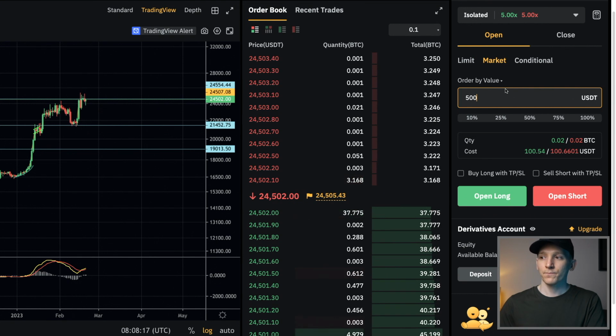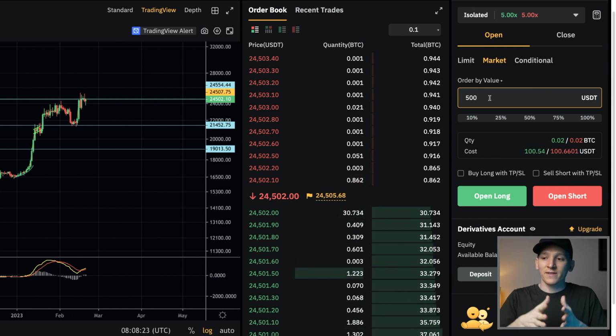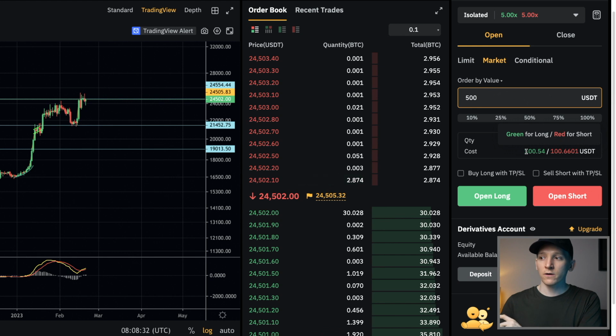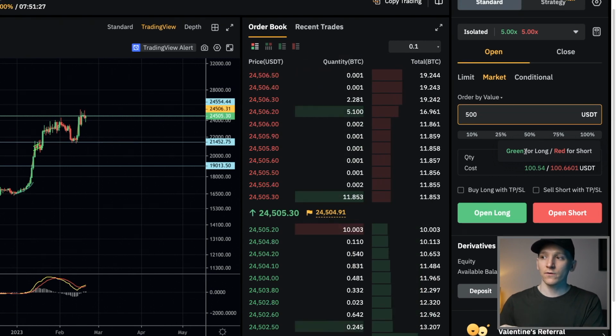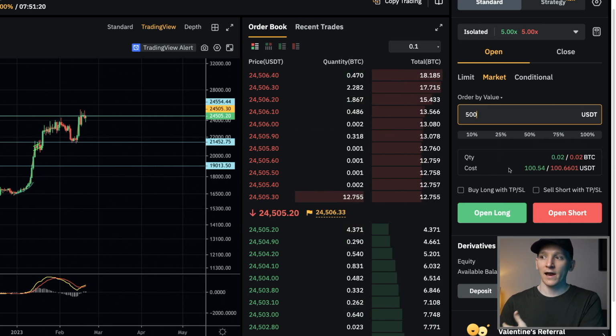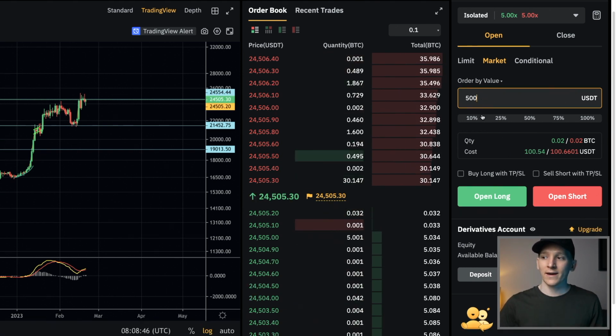But as you can see, the order by value now, we are thinking about the total order value. So what is the actual value of this order that I am putting into the system? That will be the total value of the trade and the position size, but the cost is less than that because we are actually using leverage. So 5x leverage, obviously the cost would be around $100 for us, and 5x leverage, 100 times 5 is 500. That would be the order value in total.